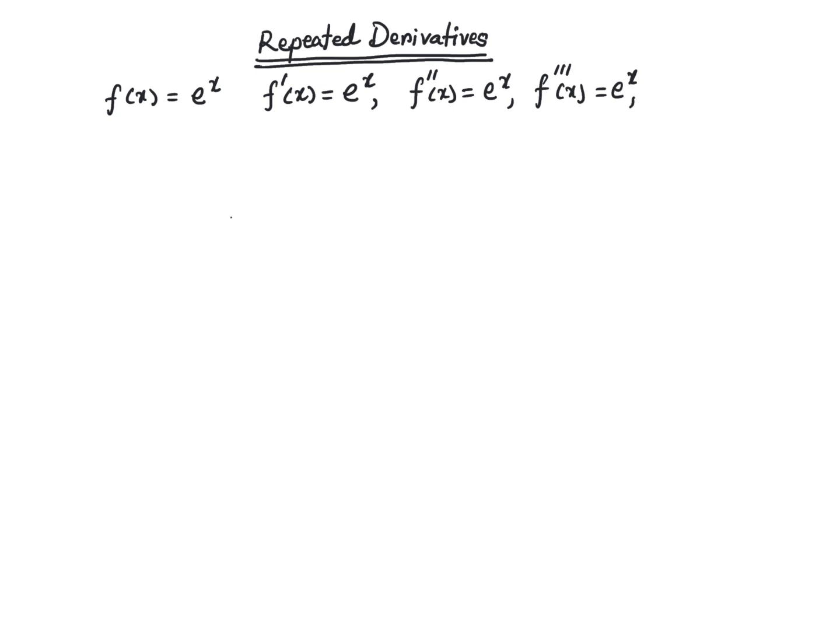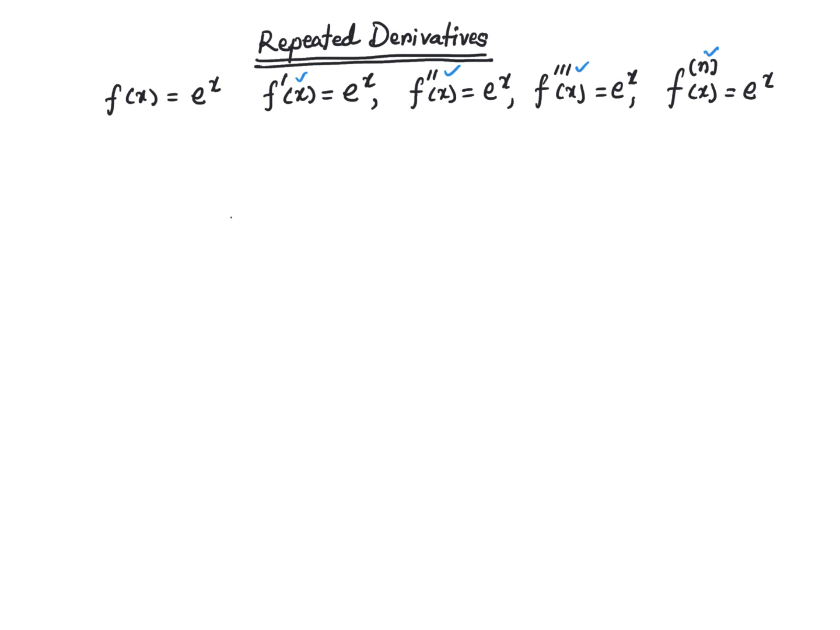In general, you could take the derivative as many times as you want, and the notation is f with a little parenthesis on the top, n, where n is a positive integer, of x. In this particular case, it is going to be e to the power x. This is the notation that we use: single prime, double prime, and triple prime. If it goes more than 3, typically we use this n to indicate the number of times we are taking derivatives.